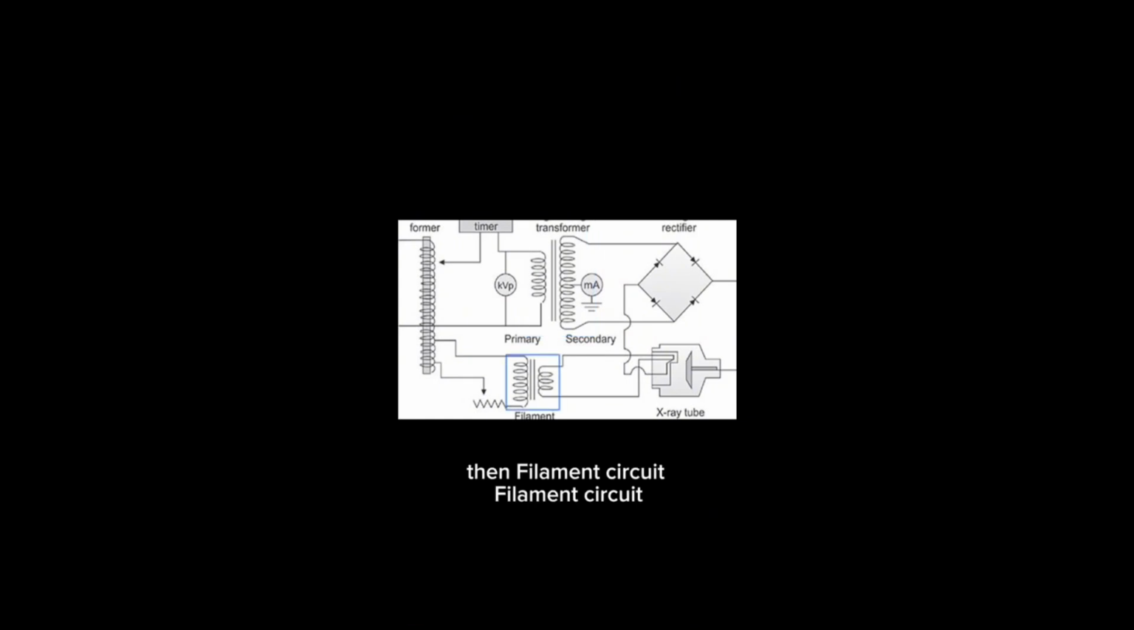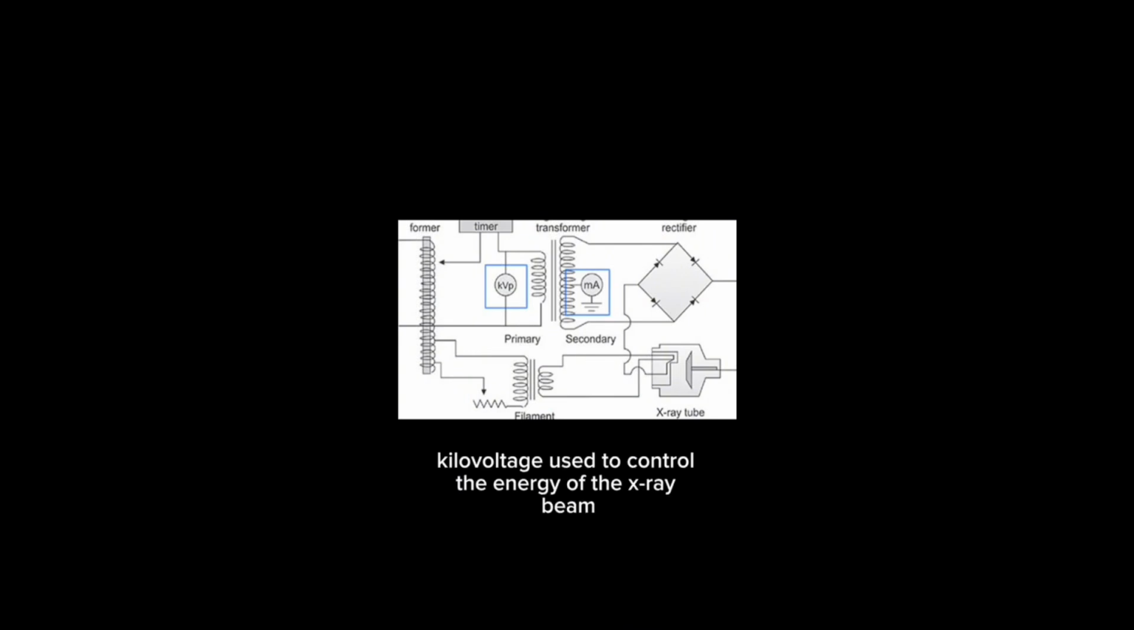Then the filament circuit. The filament circuit provides low voltage and high current to heat the filament in the cathode. Rectifier. The rectifier is used to convert alternating current to direct current. And last, we have the control console, which has kilovoltage and milliamperage. Kilovoltage is used to control the energy of the X-ray beam, while milliamperage is used to regulate the number of electrons and hence the intensity of the X-ray beam.